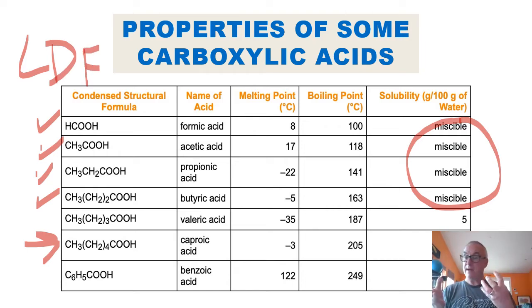And at some point, these groups get so long that the London dispersion force overtakes the hydrogen bonding in terms of strength for those intermolecular forces. And so at that point, these molecules are more stable, bound to each other, than they are to water. And so they become less and less soluble.